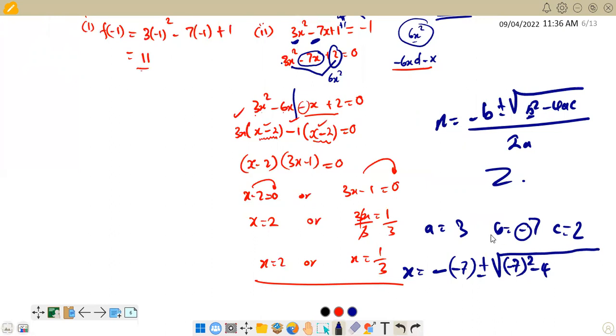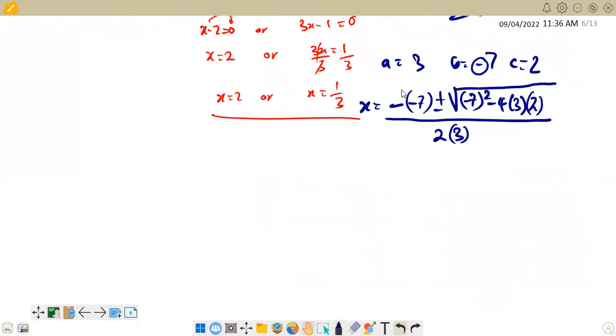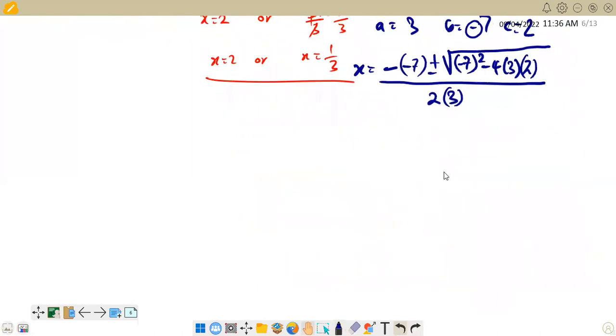Minus 4ac. Sorry, our a in this case is 3. Our c is 2. So we're going to multiply like this, everything over 2a, which is our a. We said it's a 3, so it's 2 times 3. So that was it. You can simplify further. Plus and minus is going to give us a plus.